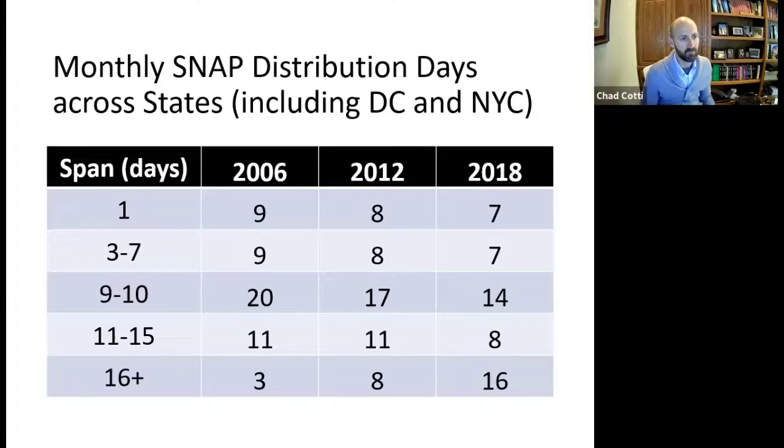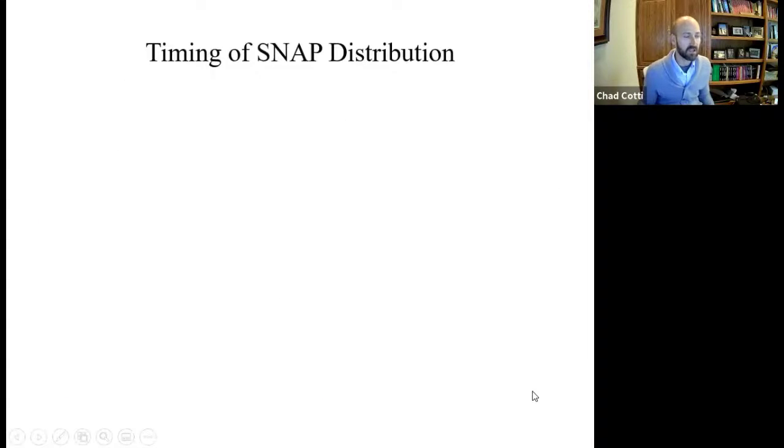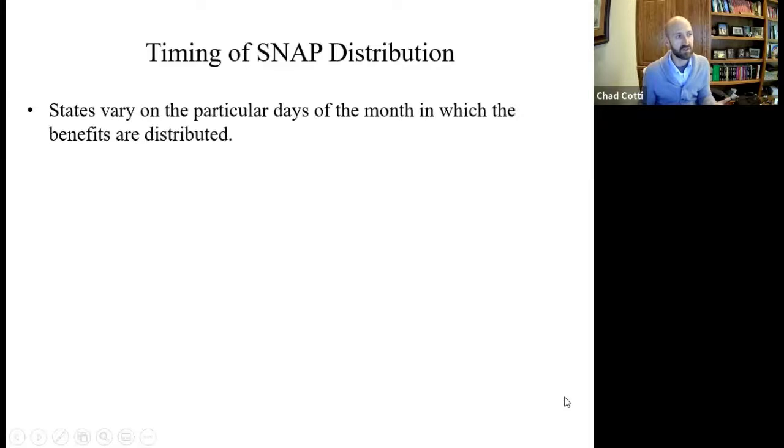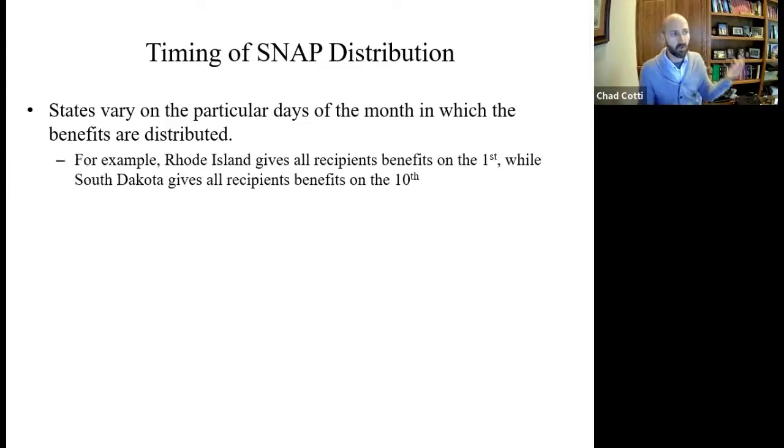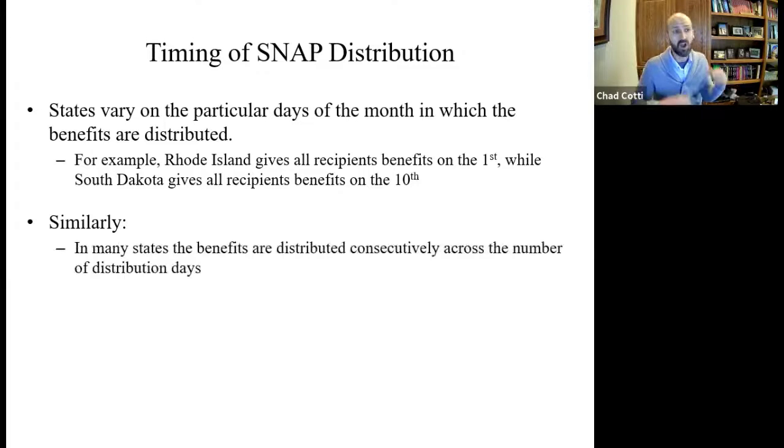The other important aspect here, about timing, is the nature of the stagger. States vary on the particular days of the month in which the benefits are distributed, even if they have the same number of days. So for example, both Rhode Island and South Dakota distribute 100% of their benefits on a single day of the month, but Rhode Island's is the 1st and South Dakota's is the 10th. So which days within the month also varies.